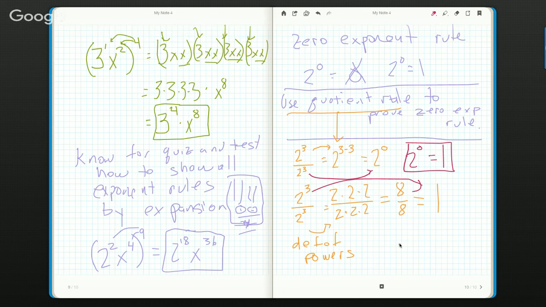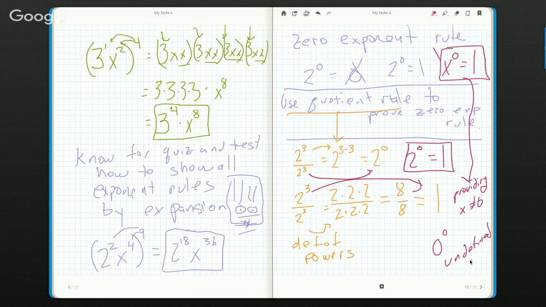Let's go all the way back up to the top. It basically says anything to the 0 power is equal to 1. And there's actually a caveat on that: providing x does not equal 0, because it turns out that 0 to the 0 is what they call undefined. So 0 to the 0 is not equal to 1, but anything else to the 0 power is equal to 1.